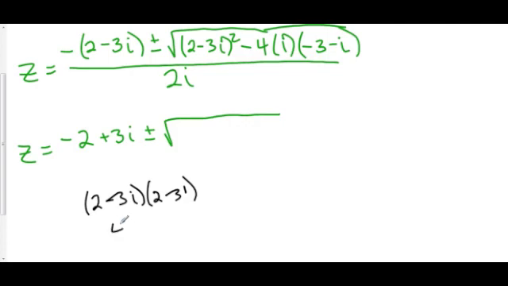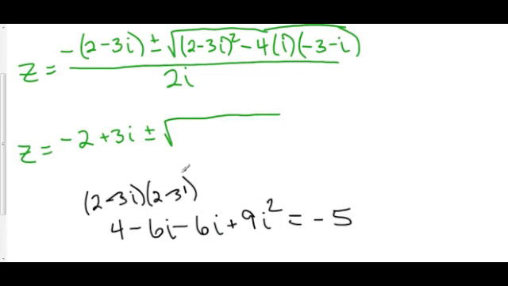2 times 2 is 4. 2 times negative 3i is negative 6i. Negative 3i times 2 is also negative 6i. And then negative 3i times negative 3i is positive 9i squared. Well, here we have 9i squared is negative 9 because i squared is negative 1, plus 4 gives us negative 5. And then negative 6i minus 6i, well, that's negative 12i. Okay. So here we have negative 5 minus 12i in here.